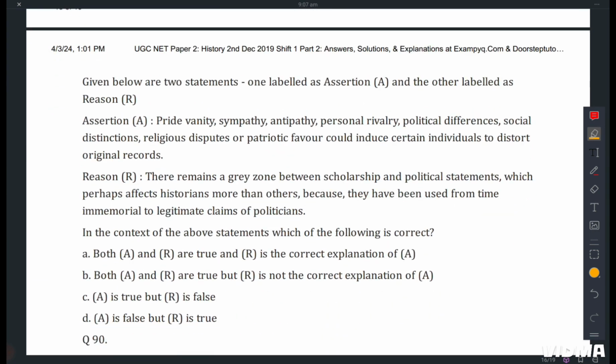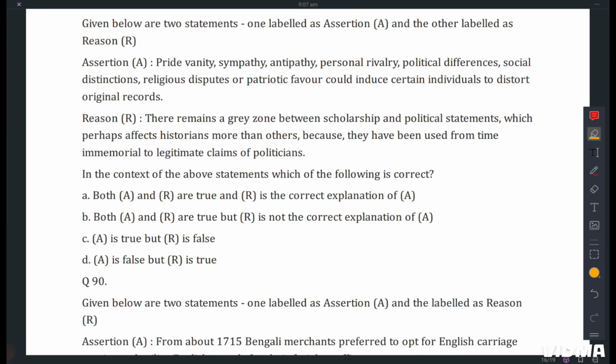Again, question number 89. Assertion and reasoning. Pride, vanity, sympathy, antipathy, personal rivalry, political differences, social distinctions, religious disputes, or patriotic favor could induce certain individuals to distort original records. Correct. There remains a grey zone between scholarship and political statements which perhaps affect historians more than others because they have been used from time immemorial to legitimate claims of politicians. Both A and R true, but R is not the correct explanation.